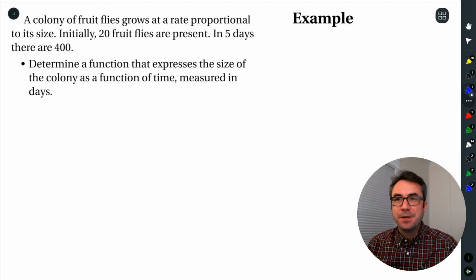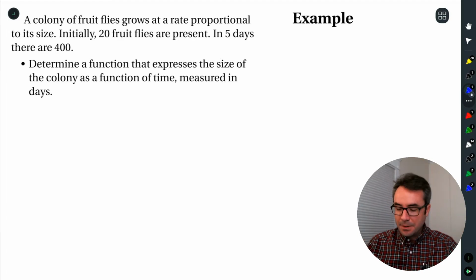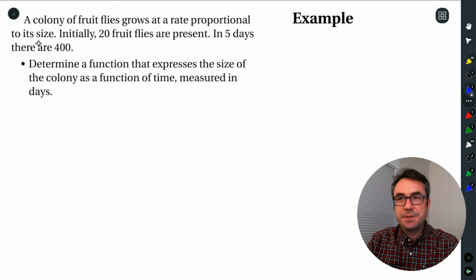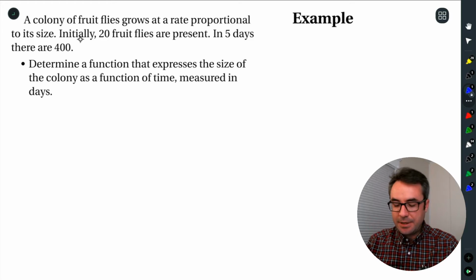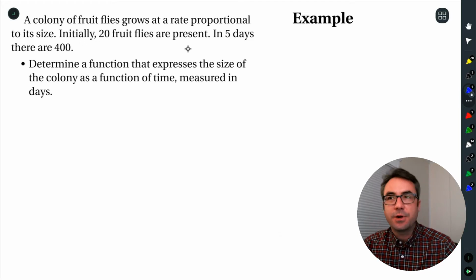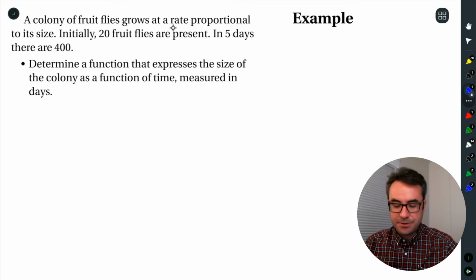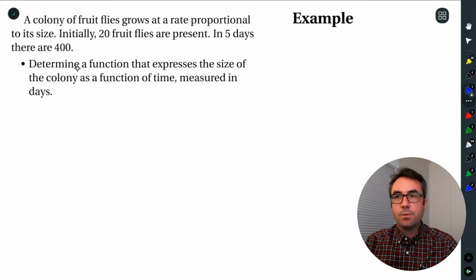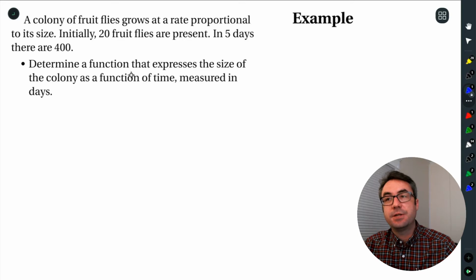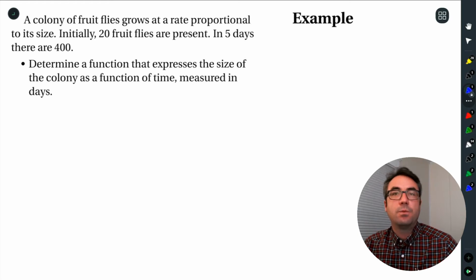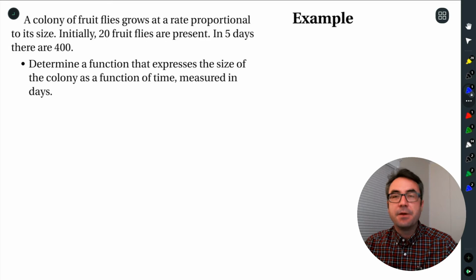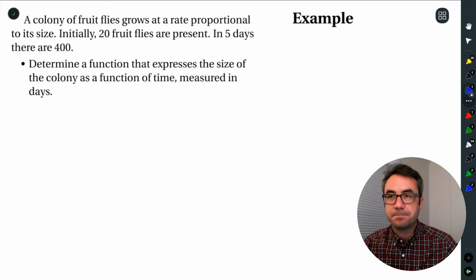All right, let's look at this one. We have a colony of fruit flies that grows at a rate proportional to its size. And initially, there's 20 fruit flies present. And then in 5 days, there's 400. What we want to do is determine a function that expresses the size of the colony as a function of time, where we're measuring time in days. So what this is really saying is find the population function.